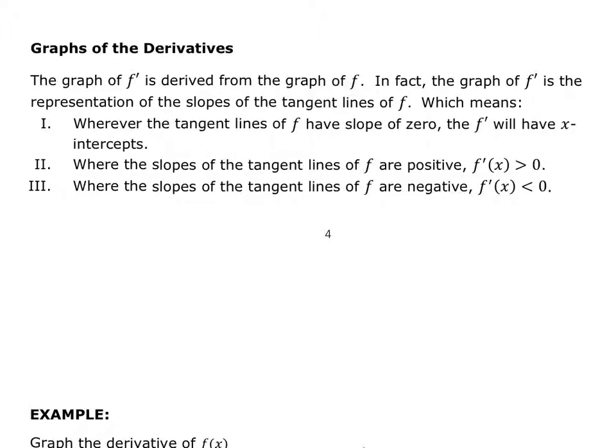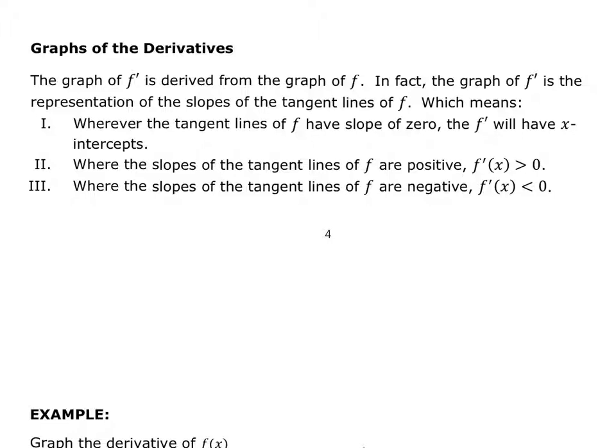Yes, so number one, what it means is where you ever have a max or a min, a turning point. Wherever you have a max or a min on your original f function, that will relate to an x-intercept on your f prime graph. So if your f function has a max or a min, then your derivative graph will have a 0 at that point.